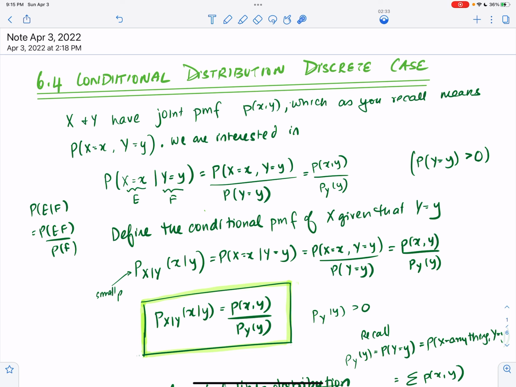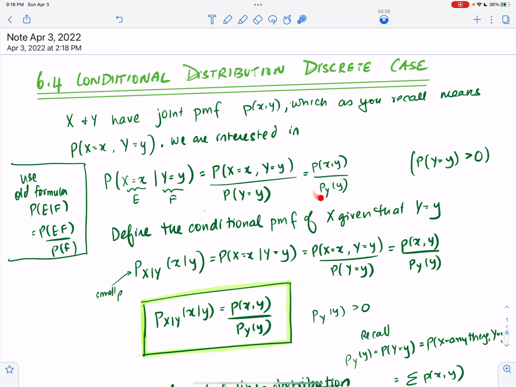Okay, well, just recall the conditioning formula. When you have E given F, what does the formula tell you? That the probability of E given F is the probability of E intersect F divided by the probability of F. So this is the old conditioning formula. And so you have the probability of X equals x intersect Y equals y, that's this, divided by the probability Y equals y. And this, as you know, is just the joint probability mass function P of x, y. And this is the probability Y equals y, the probability mass function of Y evaluated at little y.